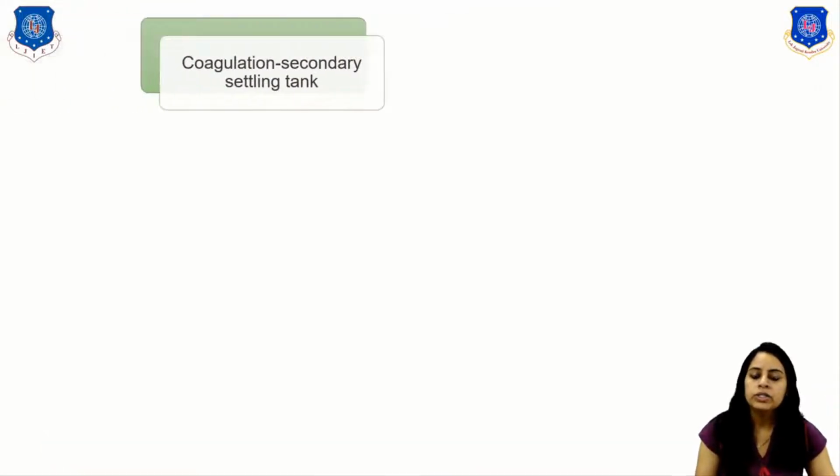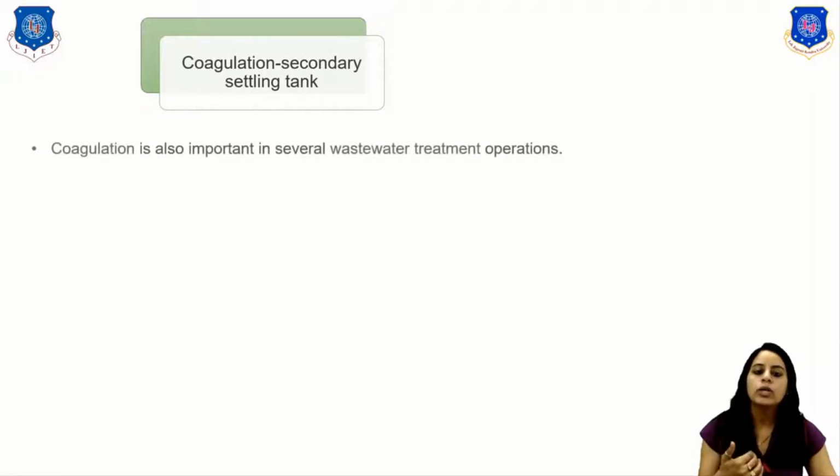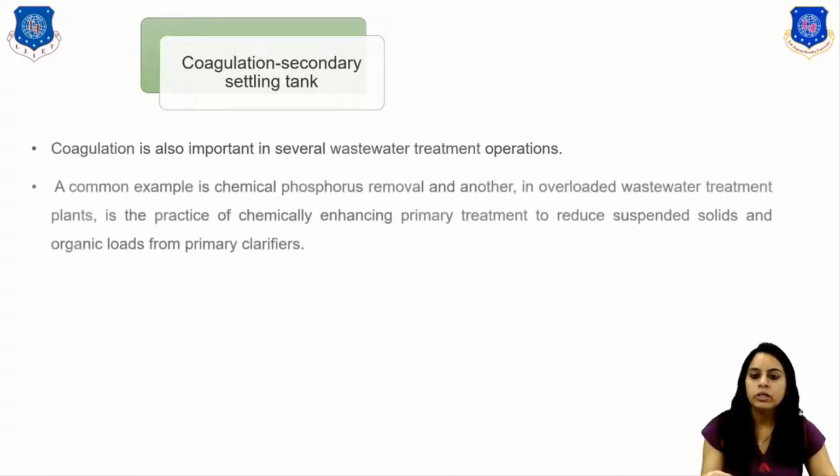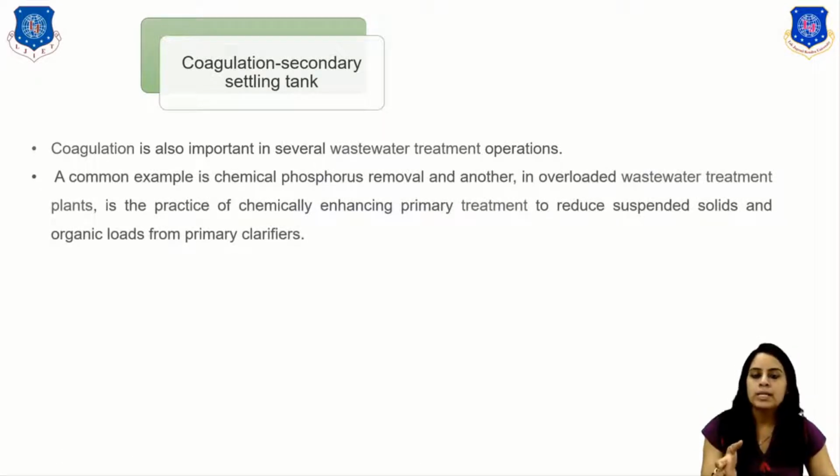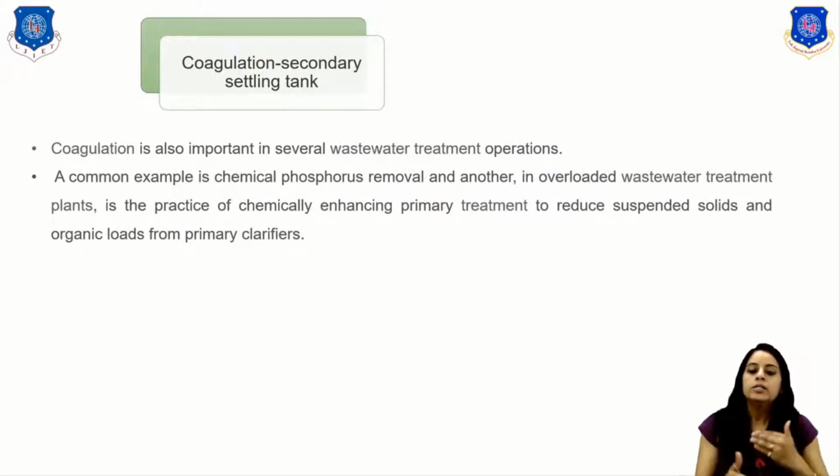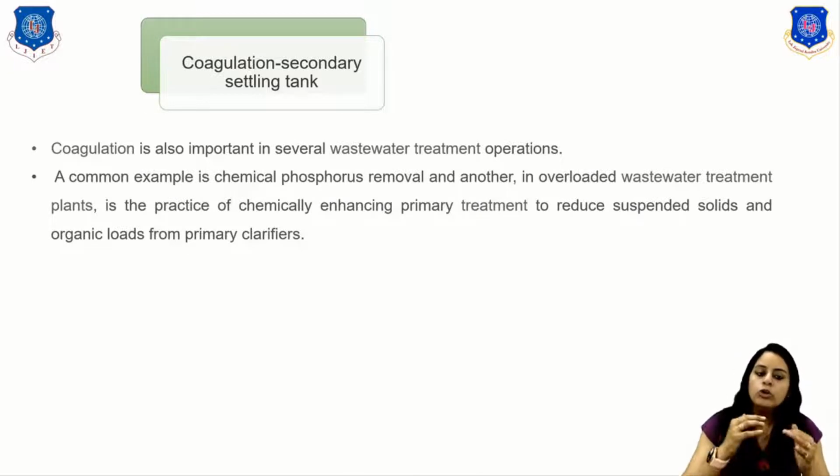Now the next one, the next process of the secondary primary treatment, is coagulation in a secondary settling tank. Basically, coagulation is also important in several wastewater treatment operations. It is the most common example in chemical phosphorus removal. It is the practice of chemically enhancing primary treatment to reduce the suspended solids and organic load from the primary clarifier, right?